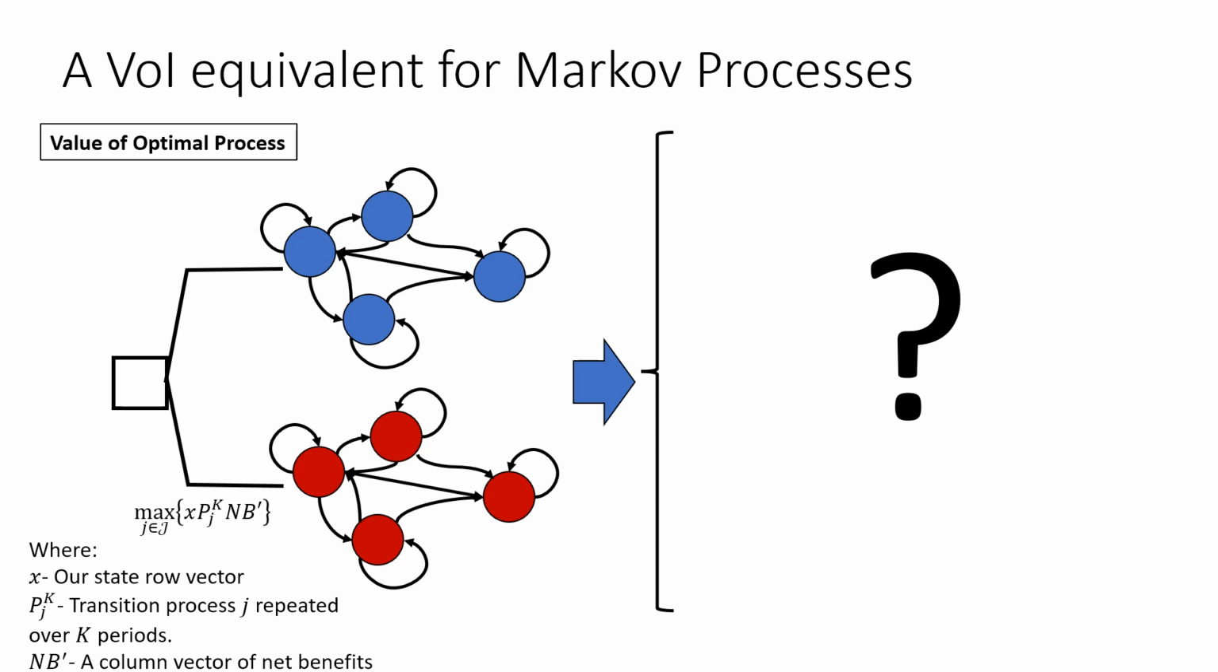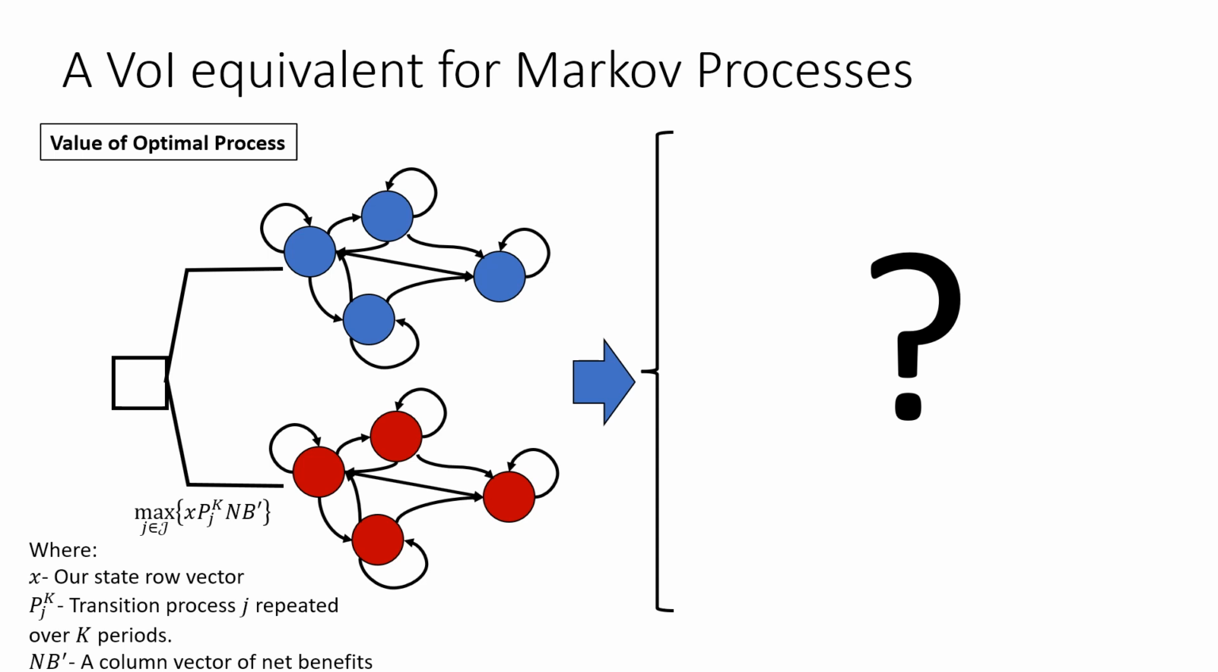P_J^K is a transition process J repeated over K periods. So this is just another way of saying that this is a process that's repeated K times. And your NB, with this little apostrophe here, is a column vector of net benefits, so we're able to prescribe a value to it. This is really the case where we have no perfect information. We're just making a choice between these two alternatives.